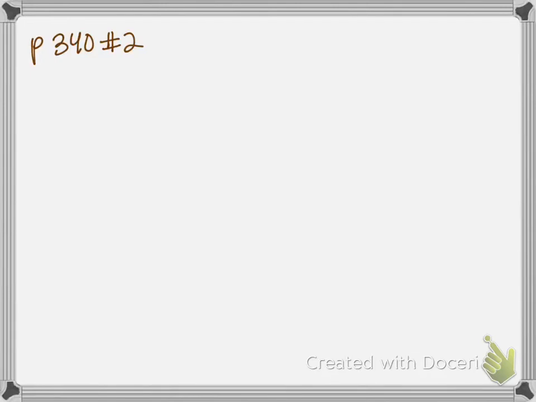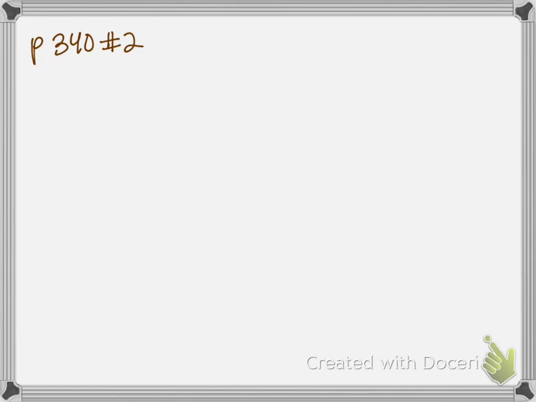Okay, this is page 340, number 2. An 18-kilogram suitcase falls from a hot air balloon that is at rest at a height of 385 meters above the Earth's surface. The suitcase reaches a speed of 30 meters per second just before it hits the ground. We're going to calculate the change in internal energy of the system.